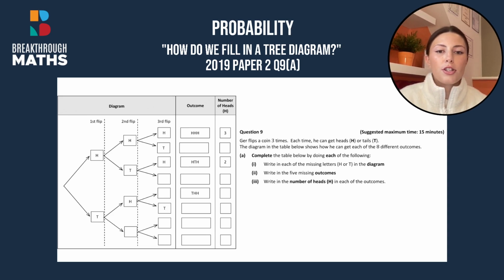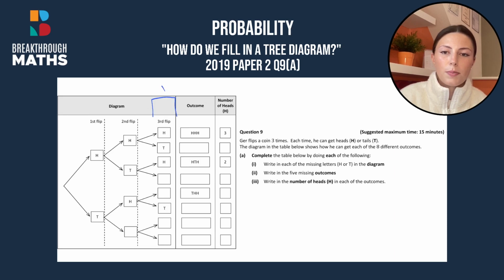So here we are told that Ger flips a coin 3 times. Each time he can get heads, H, or tails, T. The diagram in the table below shows how he can get each of the 8 different outcomes. So we have to complete the table by doing each of the following. So we have to write in the missing letters H or T in the diagram.